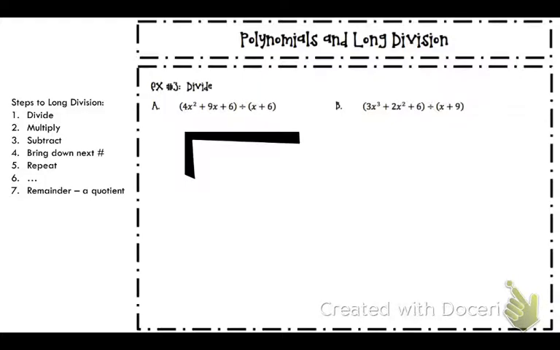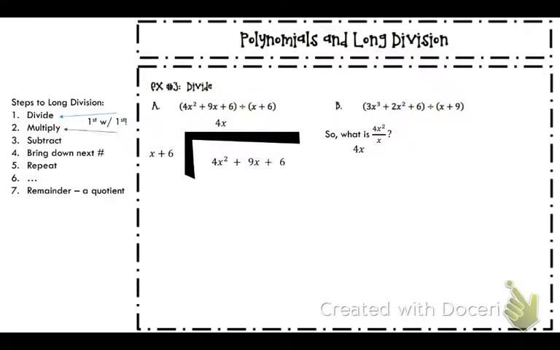Let's look at example A. We have 4x squared plus 9x plus 6 divided by x plus 6. So the 4x squared plus 9x plus 6 is inside, and x plus 6 is on the outside. To divide, you do first with first. When I say first with first, I mean x with 4x squared. So what is 4x squared divided by x? It's 4x. So that's what goes up top.